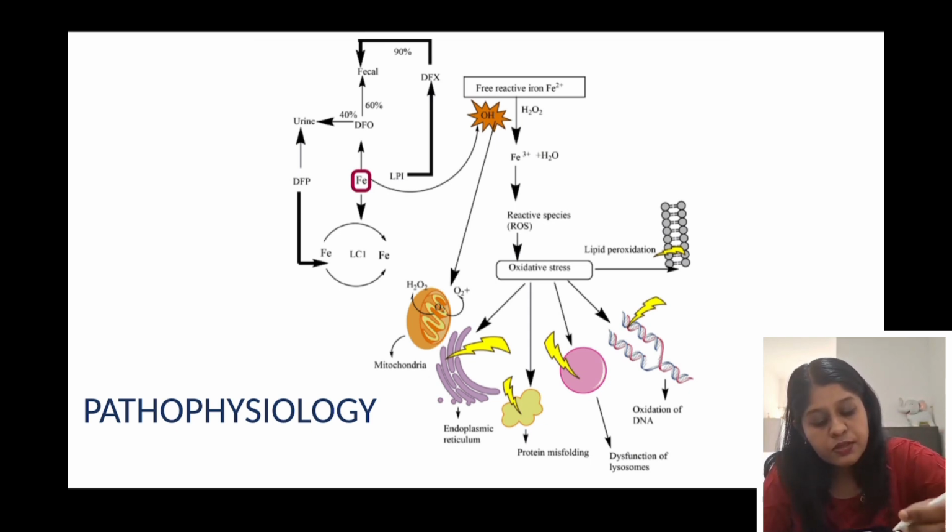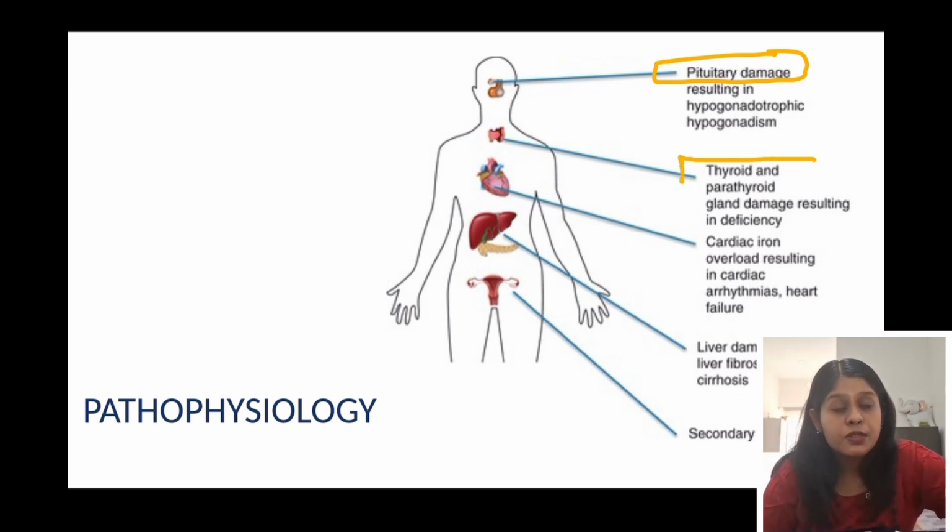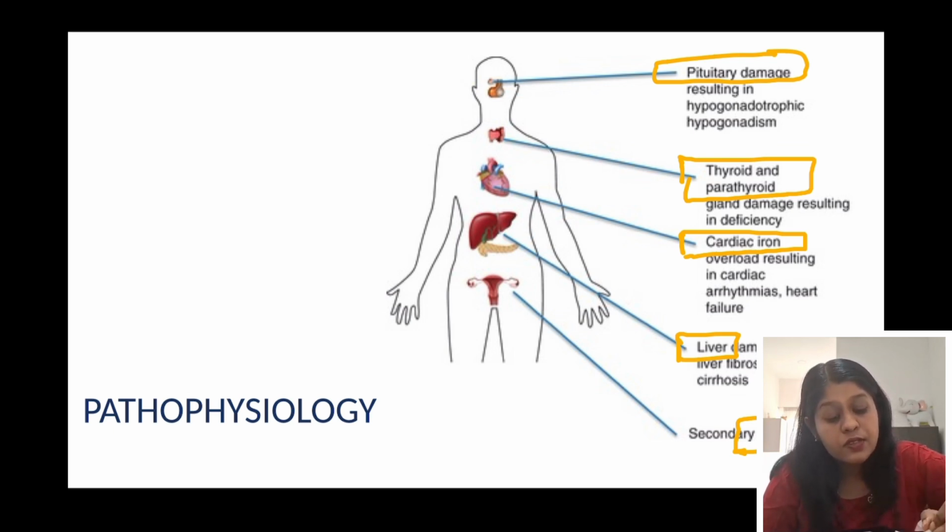Now coming to the damage. Where does the damage occur? Damage can occur in the pituitary because it is an endocrine organ, causing hypogonadotropic hypogonadism, so girls and boys will have delayed puberty. It affects the thyroid, resulting in thyroid deficiency. It affects the heart, causing arrhythmia and cardiac failure. It affects the liver, causing liver fibrosis and cirrhosis. It also affects the pancreas, and causes secondary hypogonadism.